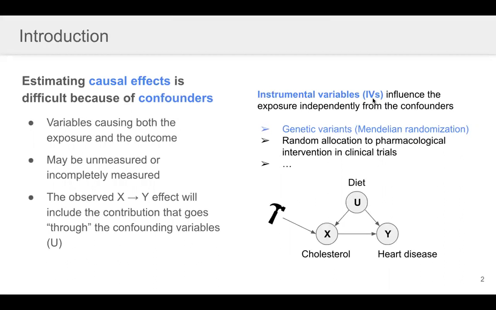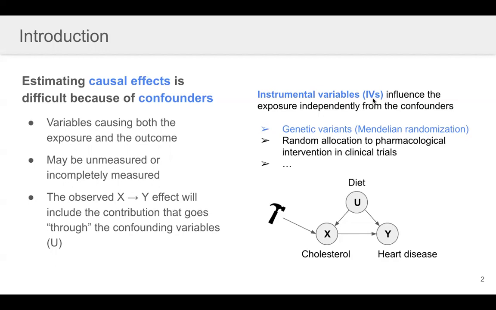Instrumental variable estimation is a technique to estimate causal effects in the presence of unmeasured confounding. For example, we may want to estimate the causal effect of an exposure, like cholesterol levels, on an outcome, like heart disease. If we consider the correlational relationship, our estimate will be biased because of confounding factors like diet. In this example, diet has an impact on cholesterol, but may also have an effect on other factors, such as hypertension, that may also be related to heart disease independently from cholesterol levels.